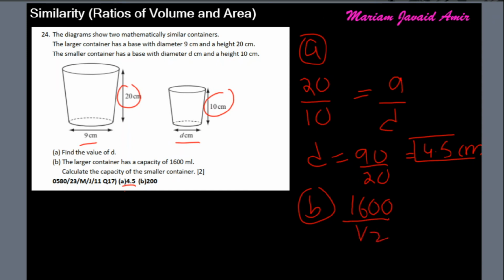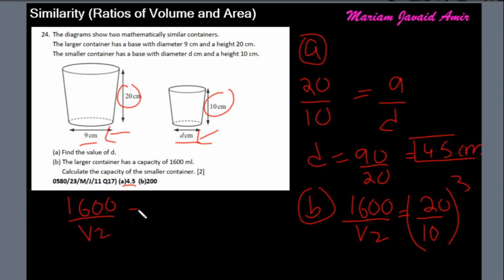So this will be V2 equals, use any two corresponding lengths. So let's use 20 over 10 whole cube. We could have also used 9 and 4.5, 9 over 4.5 whole cube. So this would give 1600 over V2 equals 8000 over 1000, which simply gives V2 equals 200. The unit was ml. Keep that in mind. ml.